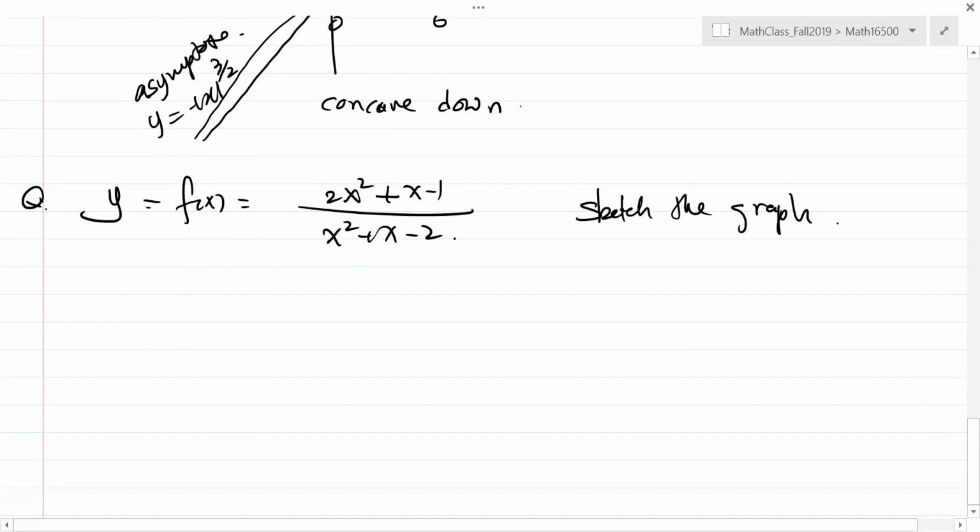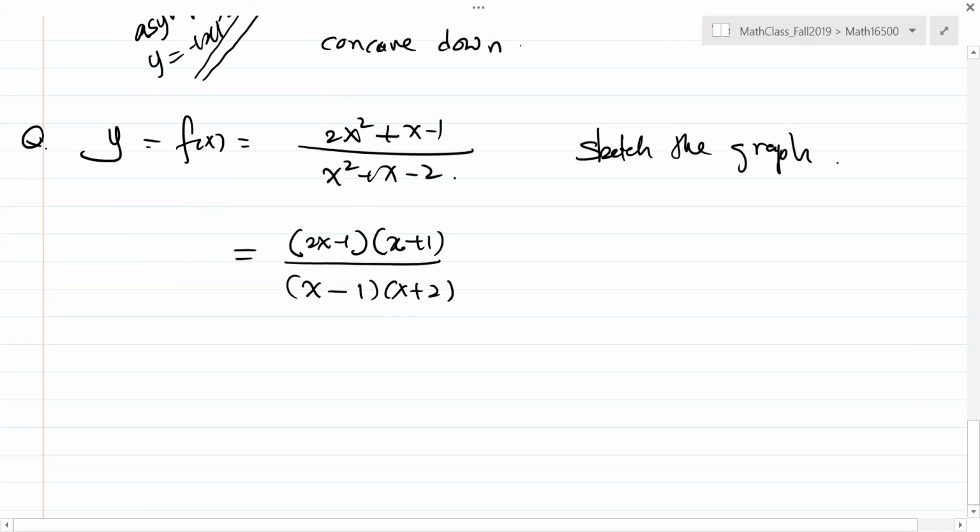Well, first of all, let me factor this out. I think this would be 2x minus 1 times x plus 1, over x minus 1 times x plus 2. So you're not able to cancel any terms. But we do have some trouble when x equals 1 and x equals -2. So that gives you the vertical asymptotes.